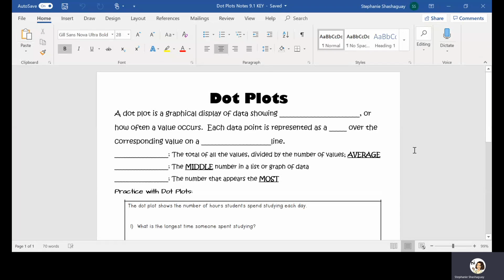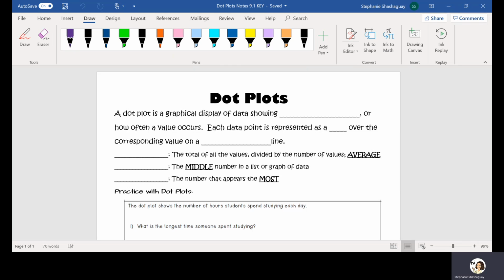All right, guys, today we are going to learn about dot plots, which is section 9, topic 1 in Math Nation. So 9.1.